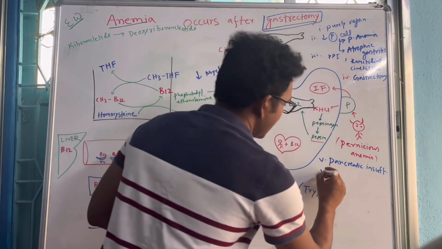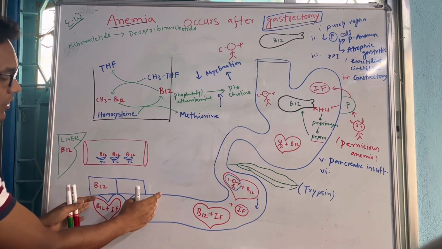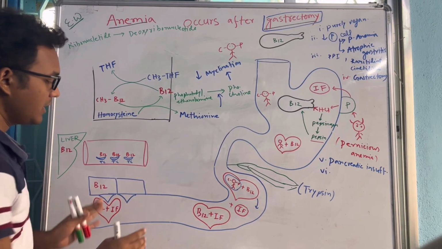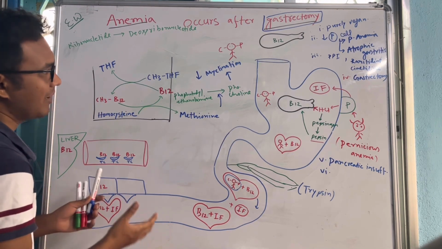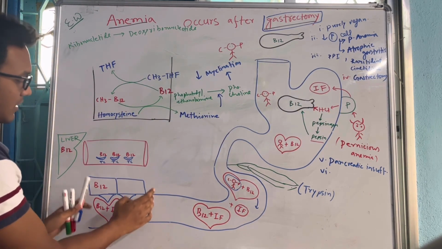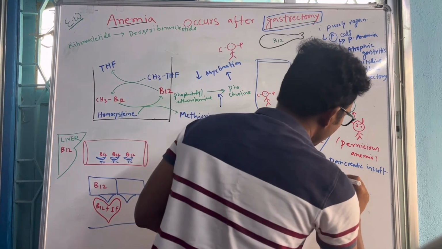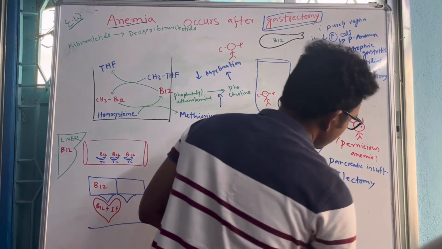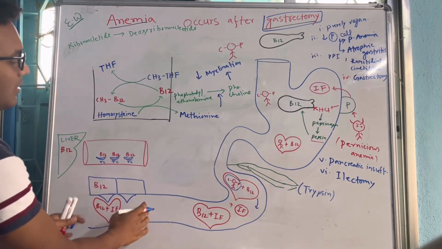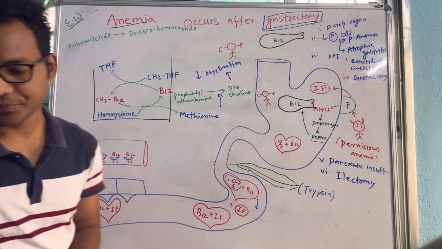Now the sixth point. Suppose we do an operation in the ileum, and the terminal part of the ileum is dissected out, so it is not present inside the body. All the components are present, but B12 is not absorbed, because where it would be absorbed, we have removed it. So ileectomy, if we remove part of the ileum or terminal ileum, leads to megaloblastic anemia. Clear, I think.